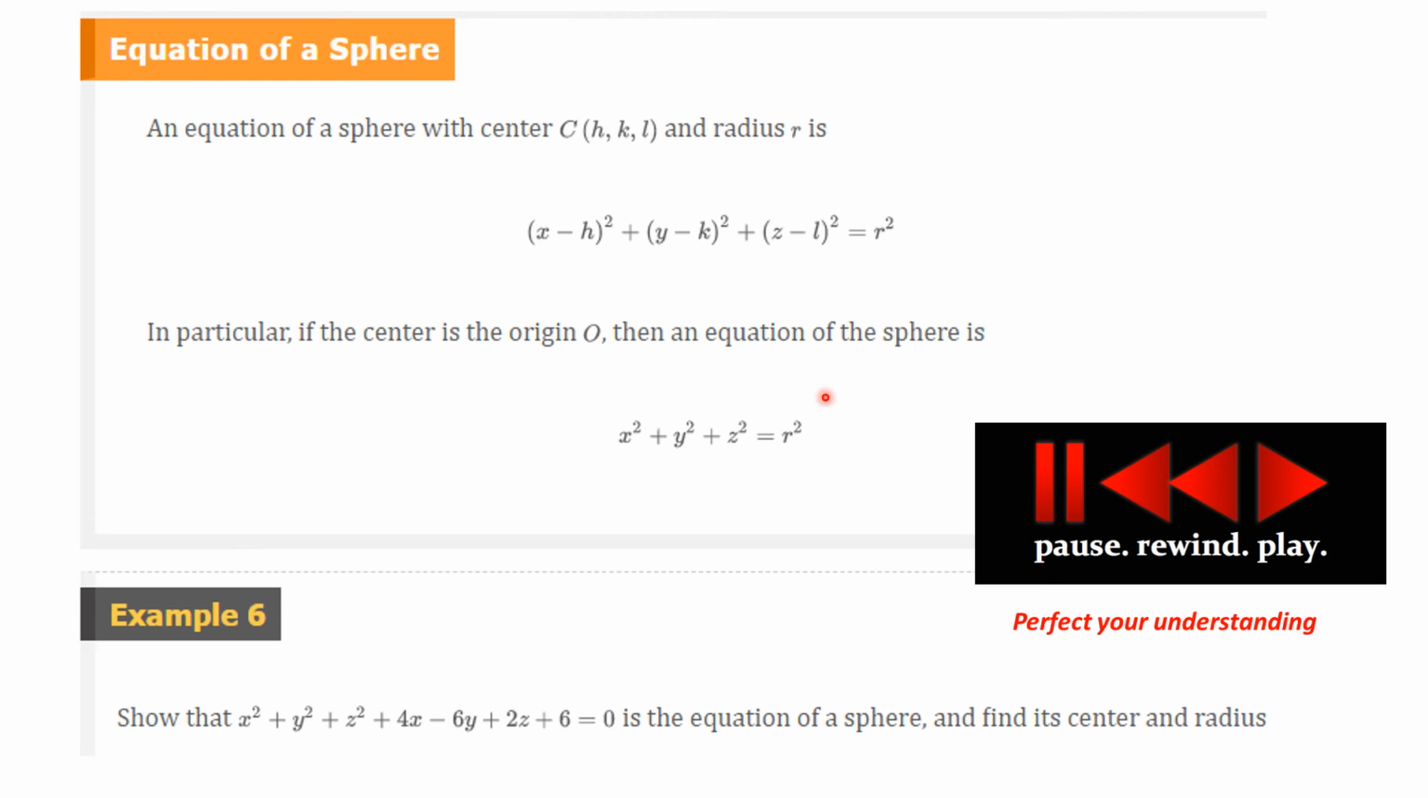And here is where we state that again. In particular, if the center is 0, 0, 0, then it's x squared plus y squared plus z squared is r squared. And here's a problem for you to give a go. Show that x squared plus y squared plus z squared plus 4x minus 6y plus 2z plus 6 is equal to 0 is the equation of a sphere, and find its center and radius. You know what to do. Let's see how you did.